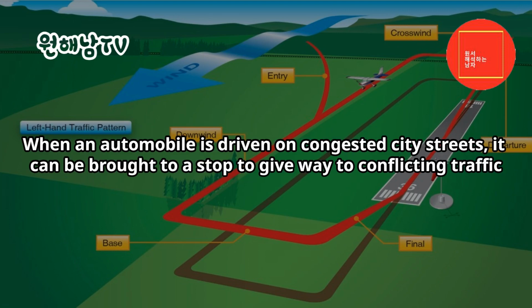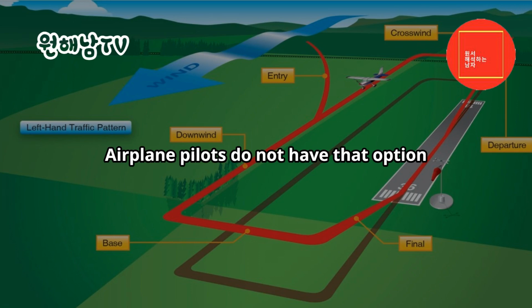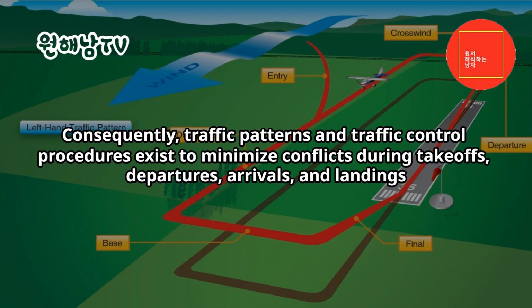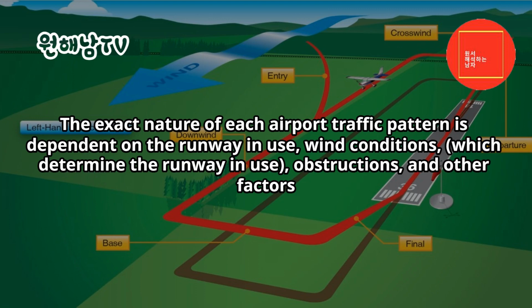When an automobile is driven on congested city streets, it can be brought to a stop to give way to conflicting traffic. Airplane pilots do not have that option. Consequently, traffic patterns and traffic control procedures exist to minimize conflicts during takeoffs, departures, arrivals, and landings. The exact nature of each airport traffic pattern is dependent on the runway in use, wind conditions, which determine the runway in use, obstructions, and other factors.